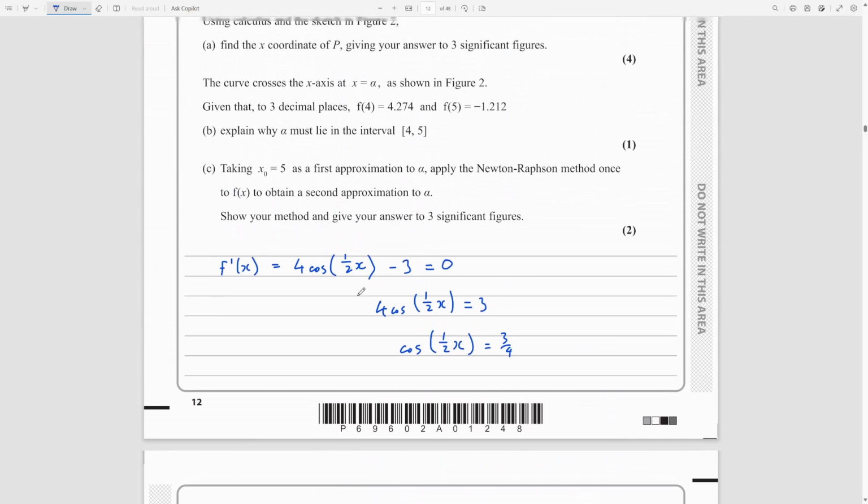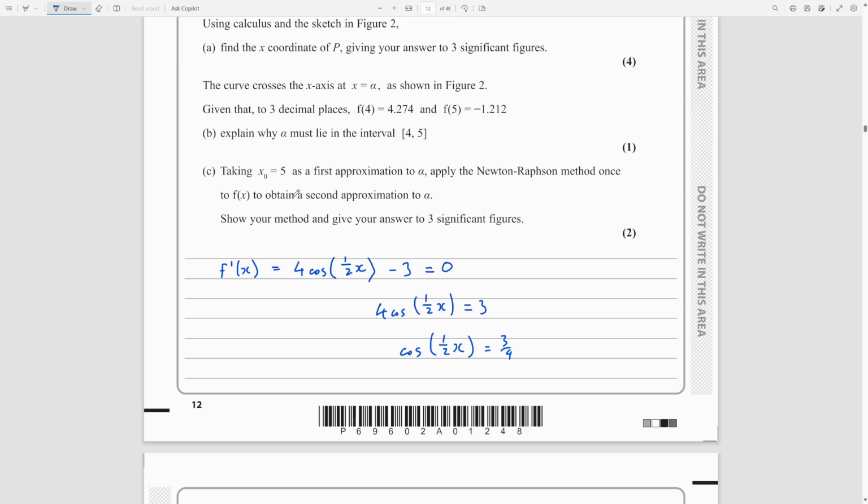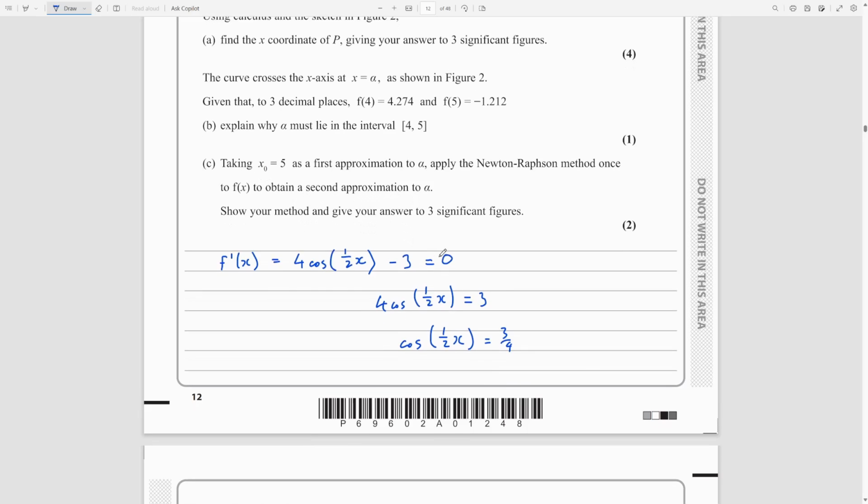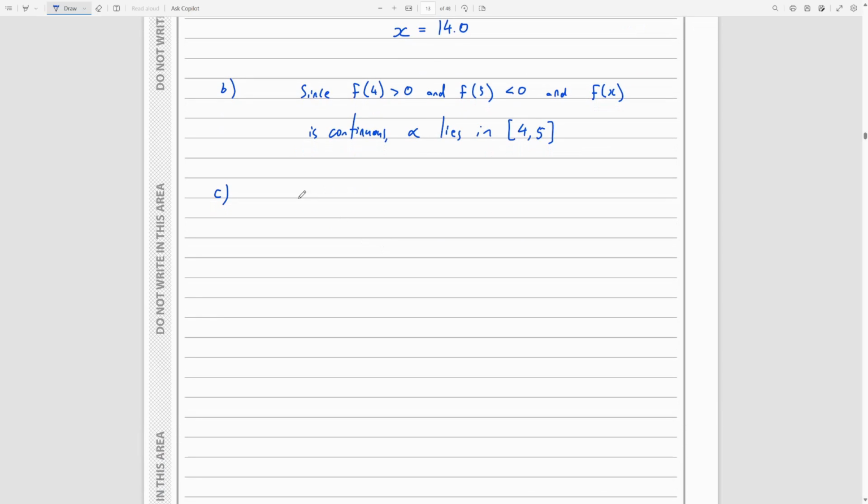Part C. Taking x naught equals 5 as a first approximation to alpha, apply the Newton-Raphson method once to obtain a second approximation to alpha. Show your method and give your answer to 3 significant figures. So the Newton-Raphson formula is that the next best approximation is your previous approximation minus f of the previous approximation over f dash of the previous approximation.